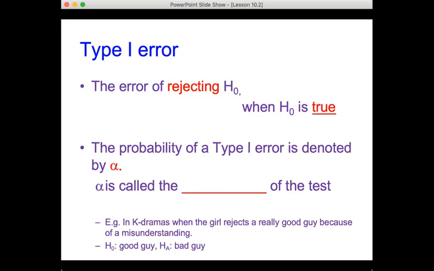Okay. All right. Questions about type 1 error? Put questions in the chat, or unmute yourself and let me know.